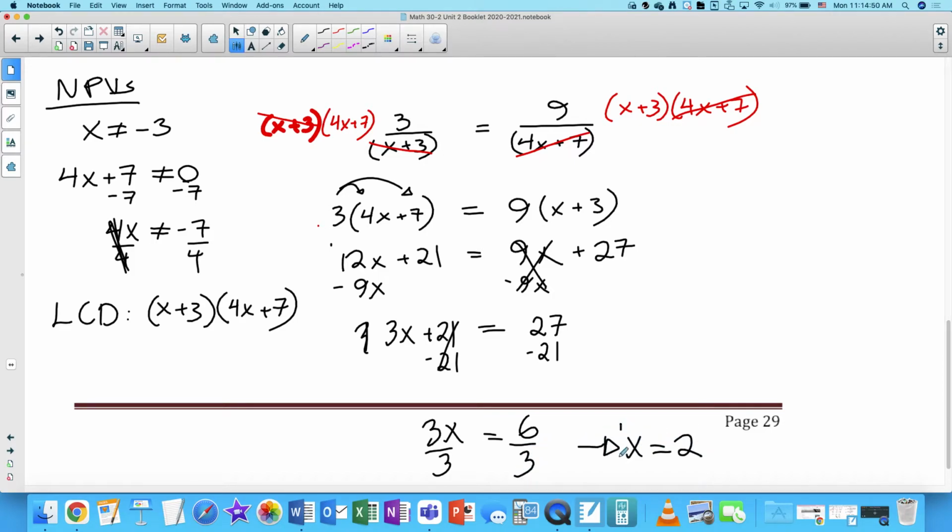Okay. Now, we're almost done, but we need to go back and check what the non-permissible values were. Because if 2 was a non-permissible value, we'd have to throw it out. Okay? So if you go back and look, 2 is not one of the non-permissible values, so this is the solution to this equation. Okay? Did you have a question? Yeah. Oh, okay, sorry. All right. So far, so good? All right.